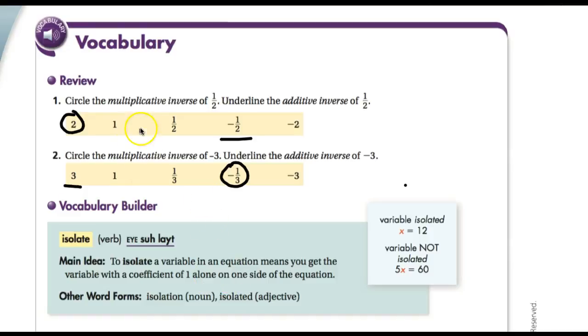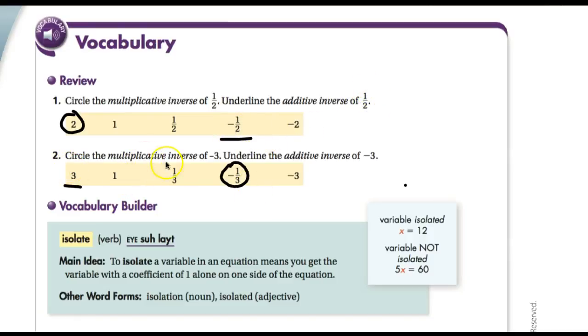We're back. Here we are. Circle the multiplicative inverse of 1/2. That would be 2, because 1/2 times 2 equals positive 1. The multiplicative inverse is also known as the reciprocal. Additive inverse is what number can I add to 1/2 to make it equal 0? That would be negative 1/2.